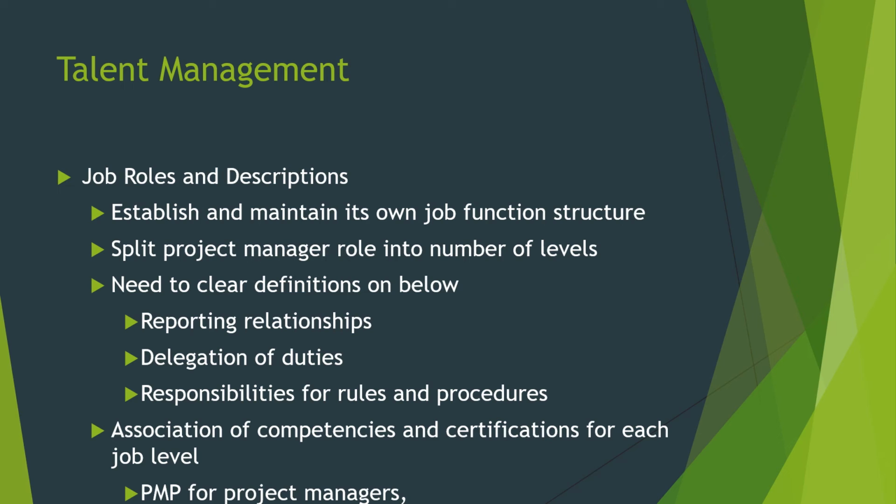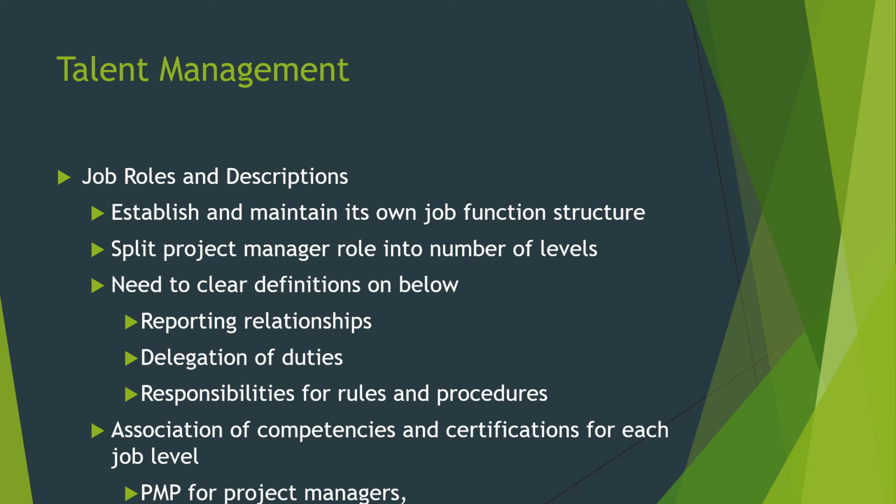The fourth step is defining your job roles and description. Right. So once you identify what is the need and you understand what is the development plan and you know what are the ways of implementing the development plans, the next step is establishing and maintaining the organization's own job function structure. For example, the organization splits the project management role into a number of levels: PM1, PM2, and PM3. So the bigger the level, the more the complexities and responsibilities, right?